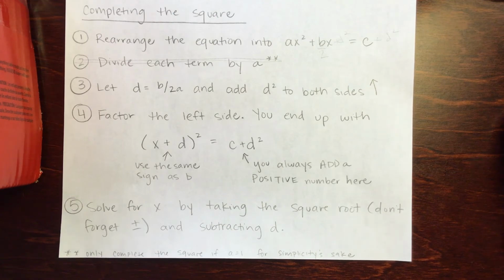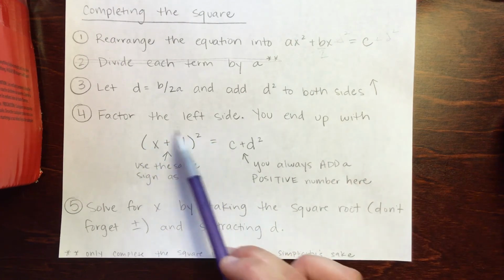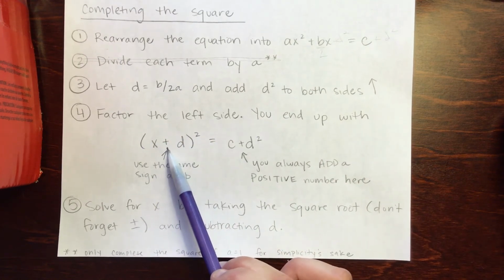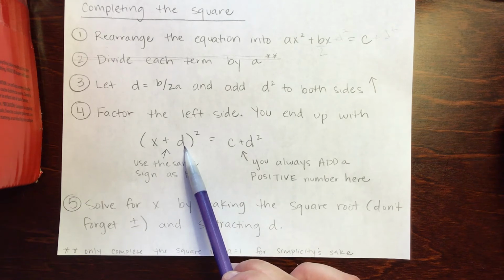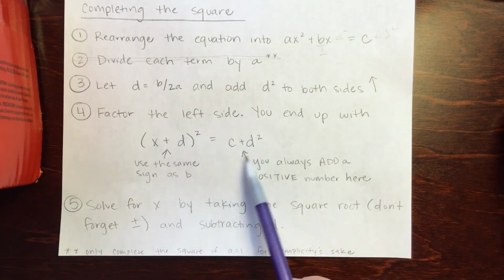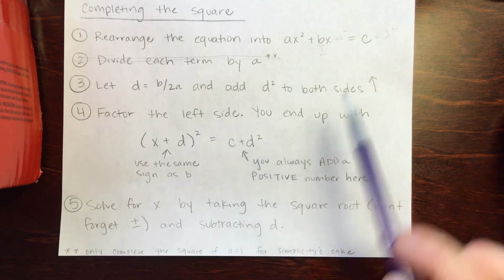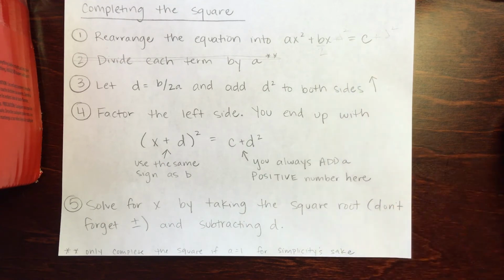Either factor it by thinking what multiplies to d squared and adds to b, or it's always going to follow this pattern here: x, the sign of b, and your d value, and you always put it in parentheses squared. And on the right-hand side, you're always going to add a positive number, never a negative. So even if b is negative, we're going to add the positive number to it. Simplify that right-hand side and now solve for x by taking your square root, don't forget your plus and minus, and subtract your d over.